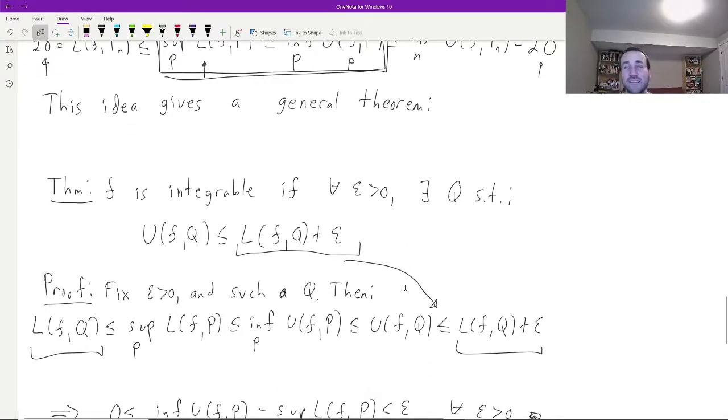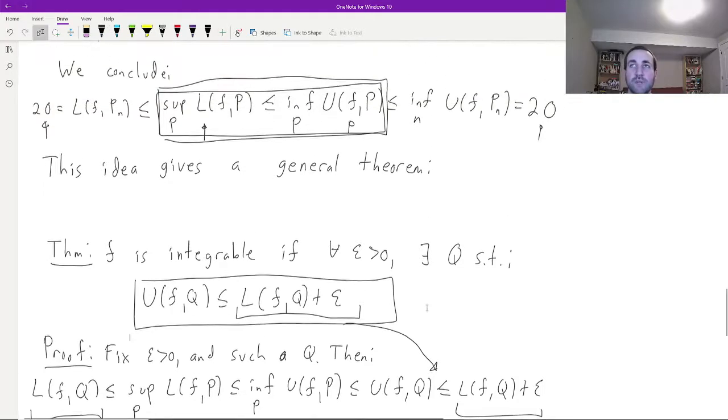This idea that having this flexibility in the partition helps us gives us the following general theorem almost immediately. The theorem is as follows. F is integrable if it meets the following criterion. For every epsilon greater than 0, there exists a partition Q that satisfies this inequality. U of f Q is less than L of f Q plus epsilon.